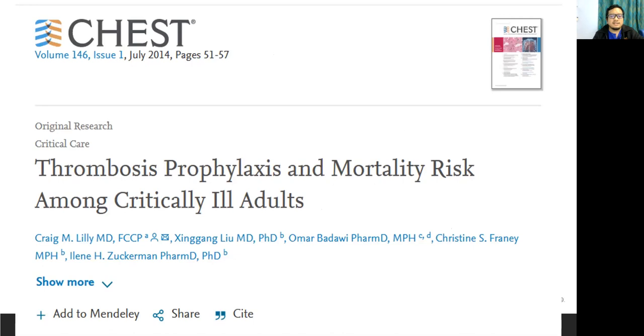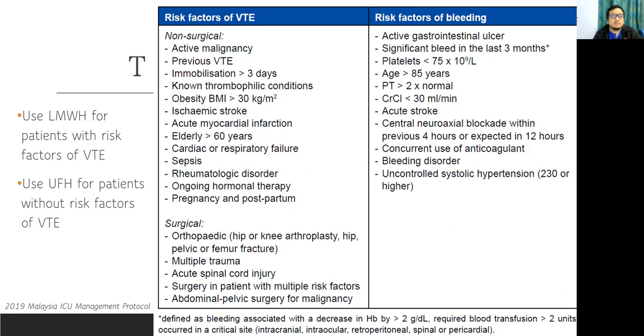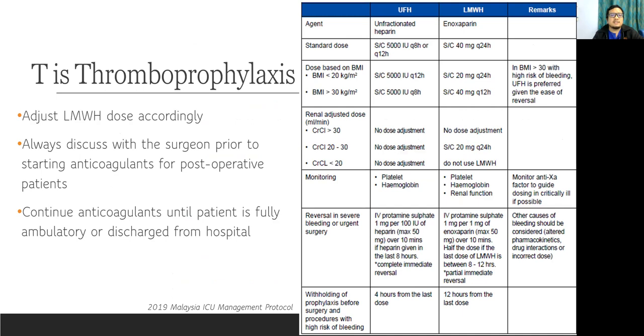This is the study done by Dr. Lily MD. Okay, so T is assess contraindication and bleeding risk before starting pharmacological prophylaxis. This is the contraindication. You have to use low molecular weight heparin like clexane for patients with risk factors of VTE. This is the risk factors. And you have to use heparin for patients without risk factor of VTE. You have to weigh the benefit and risk between the thromboembolism and uncontrolled bleeding. So you have to adjust the low molecular weight heparin like clexane accordingly, and discuss with the surgeon.